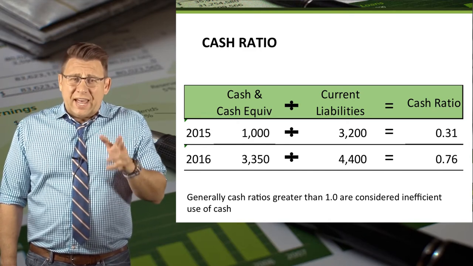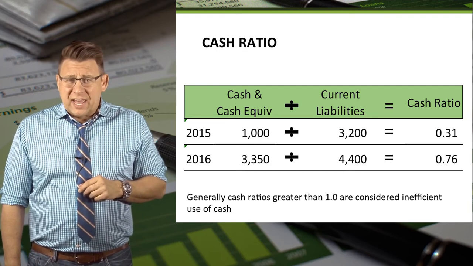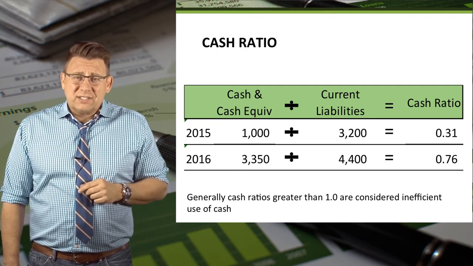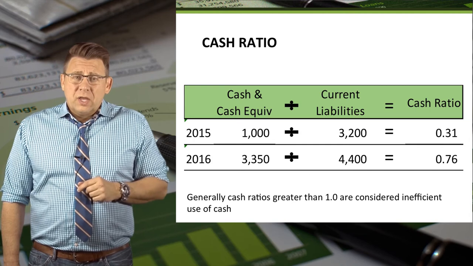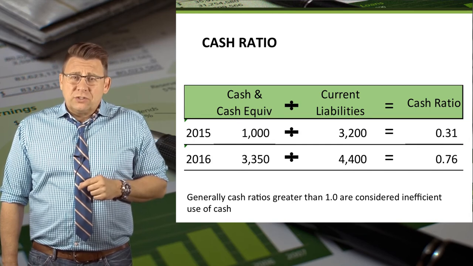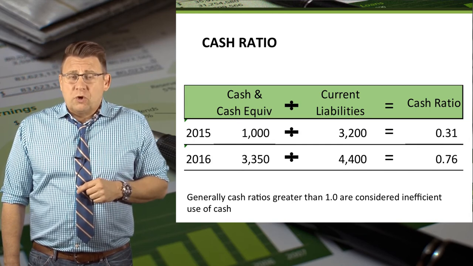For 2016, cash divided by current liabilities gives us a cash ratio of 0.76, which is strong, but the company might look to put that cash to work in the form of an investment.